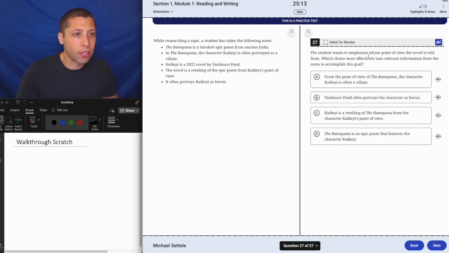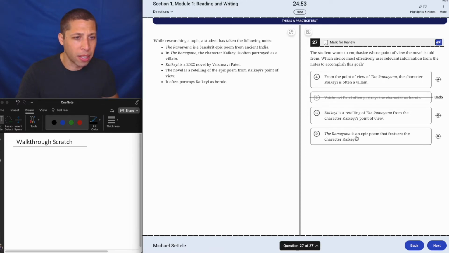The student wants to emphasize whose point of view the novel is told from. Okay, from the point of view of the Ramayan, the character Kaikeyi is often a villain. Okay, well, sounds like it's saying point of view. Vaishnavi Patel often portrays the character as heroic. No, that's not the point of view. Kaikeyi is a retelling of the Ramayan from the character Kaikeyi's point of view.